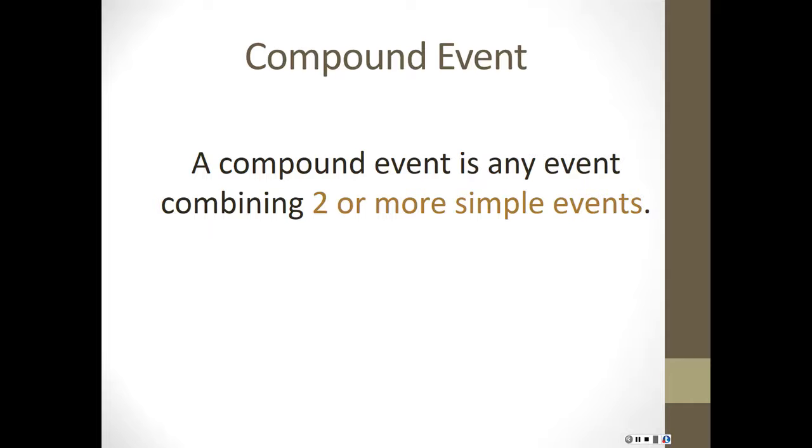I already told you at the very beginning, we're just repeating this here, that a compound event is any event that combines two or more simple events. So it's two different events that we're considering the probability of both of them or neither of them or one or the other of them happening. Okay?